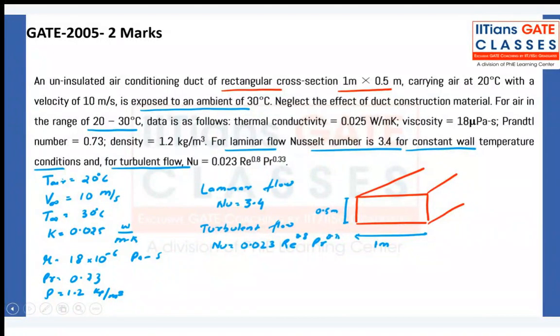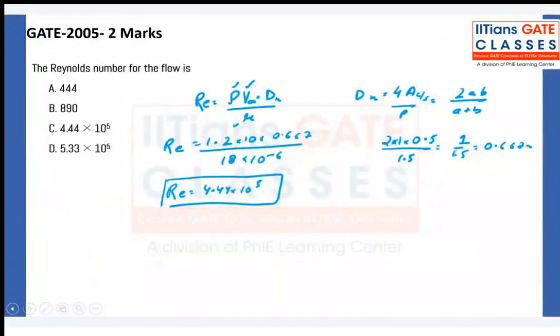Turbulent, of course, because the critical Reynolds number is 2000 for laminar. If it is greater than 4000, it is turbulent. So it is of course turbulent. It is much greater than 4000. Okay, chalo. So this will tell you as Reynolds number is greater than 4000, the flow is turbulent.